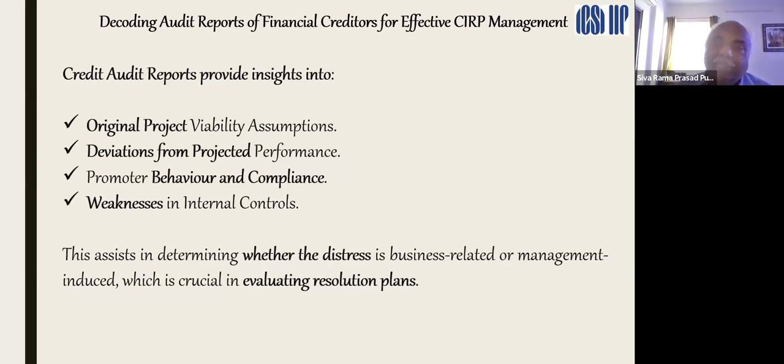Weakness in the internal control systems. If the internal control systems in the company are weak, they will mention it. This assists in determining whether the distress is business related or management induced, which is crucial in evaluating the resolution plans. So this is also useful in evaluation of the resolution plan. Whether the distress is business related or management induced, or management failure, all these things are there.